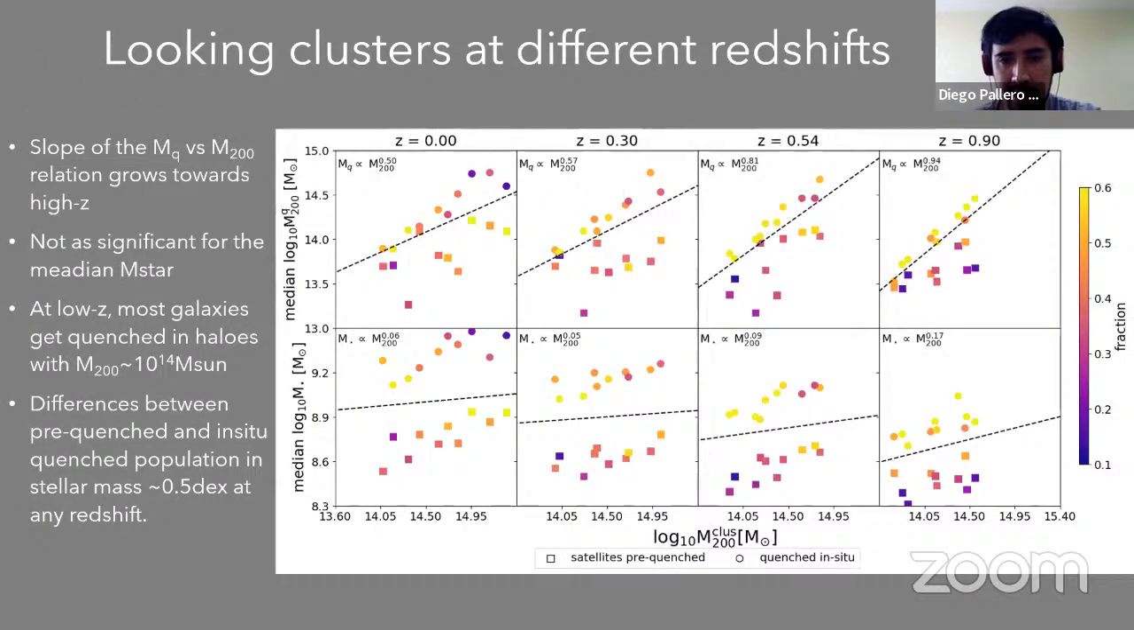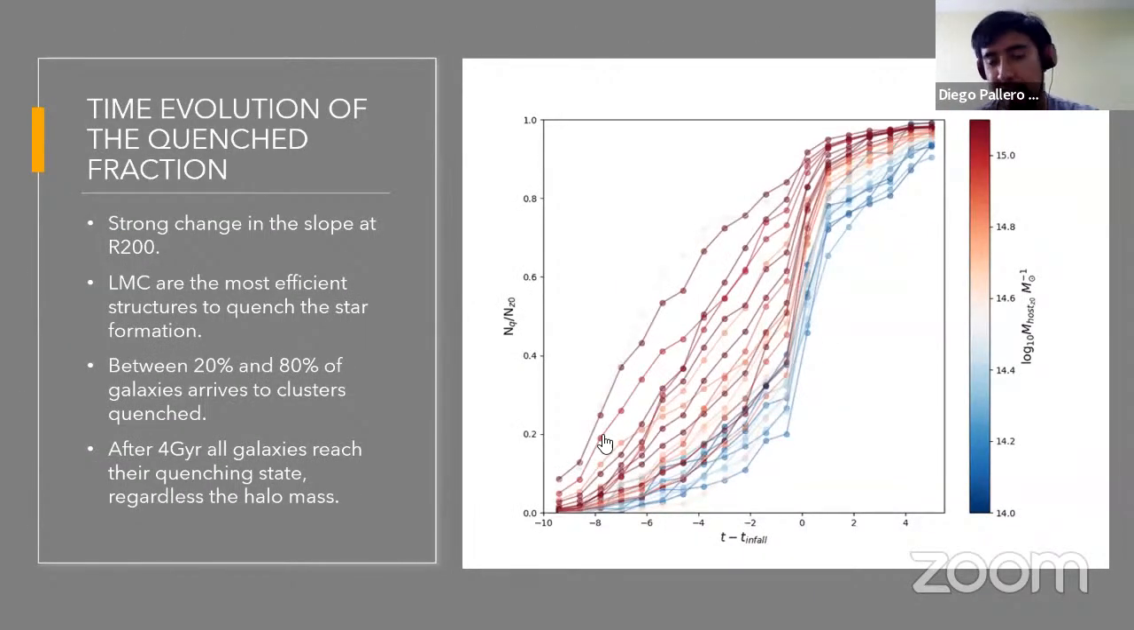It's clearer, I think, here, which is practically the same plot, but for the other simulation, where we have more clusters. These bluish lines represent the least massive clusters, and the redder lines correspond to the most massive clusters.